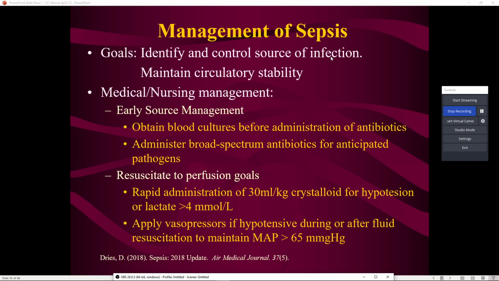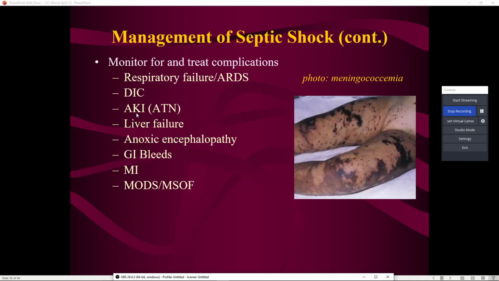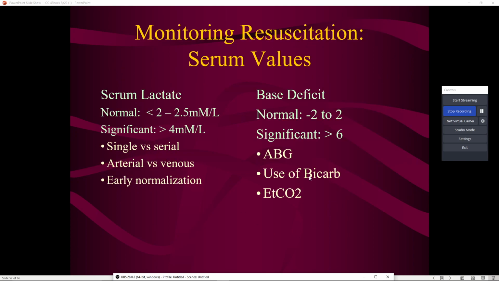We can go ahead and do rapid administration, 30 mLs per kilogram for crystalloids, for hypotension, or lactate above 4. Lactate, get used to seeing that one. No, it's normal ranges, please. And apply vasopressors if MAP is below 65 or systolic below 90, depending on who your doctor is. This, unfortunately, is a nasty infection. Meningococcemia is what that one's called. Anyway, we're going to monitor for respiratory failure, ARDS, DIC, AKI, also known as acute kidney injury, liver failure in elevated LFTs, AST and ALT specifically, anoxic encephalopathy, GI bleeds, MIs, and multi-organ dysfunction or failure. Big deal. Treat early, treat fast, treat often.